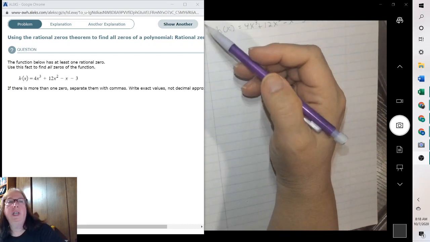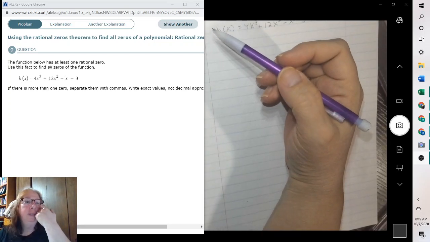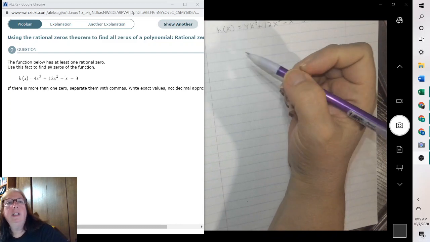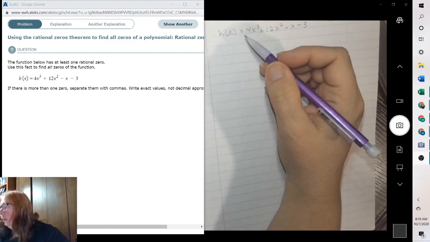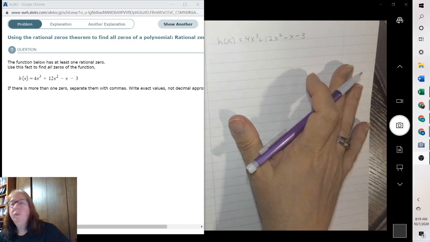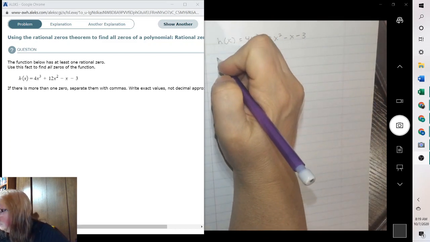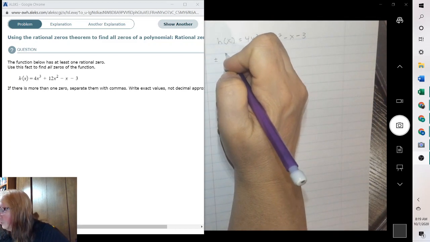Hello, I'm Mrs. J, and today we're going to work on using the rational zeros theorem to find all the zeros of a polynomial. This is in Module 12. So if we start with this, first thing we need to do is find all the possible factors.